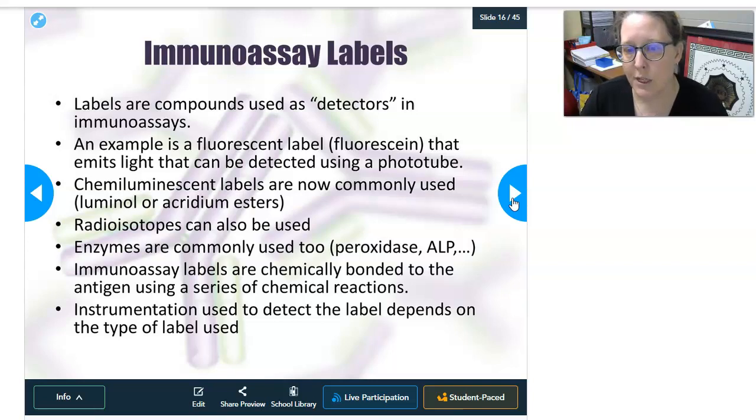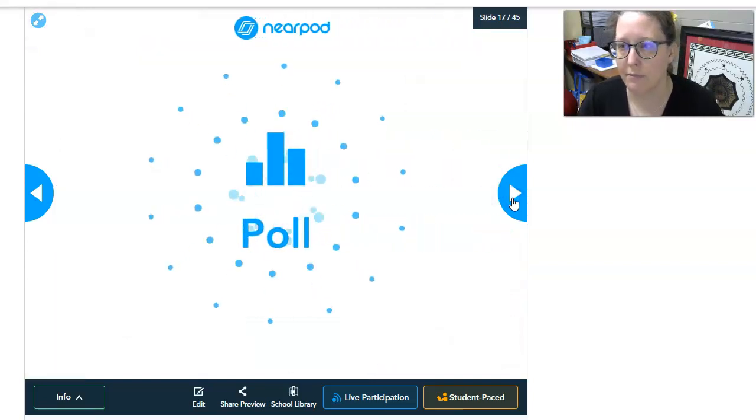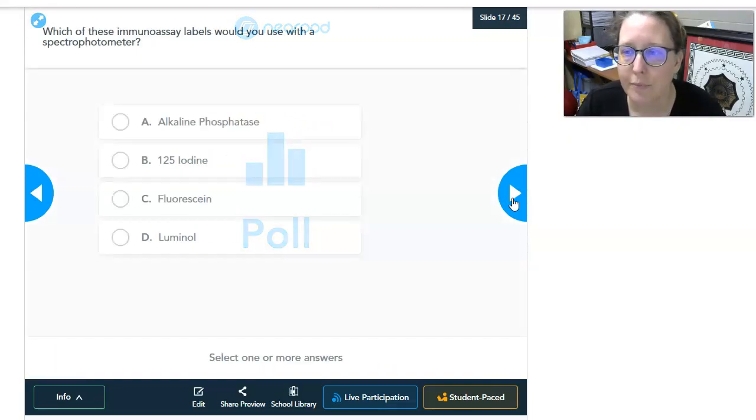And then, of course, the instrumentation that is used to detect a label will depend on the type of label used. If it is a color change, then it's probably going to be spectrophotometry, because you're looking at change in color, absorbance, and wavelength. If it's a chemiluminescent or fluorescent label, then it's going to be like a phototube, detecting light intensity. If it's radioisotopes, it's going to be something to detect radioactivity. That's determined by each manufacturer.